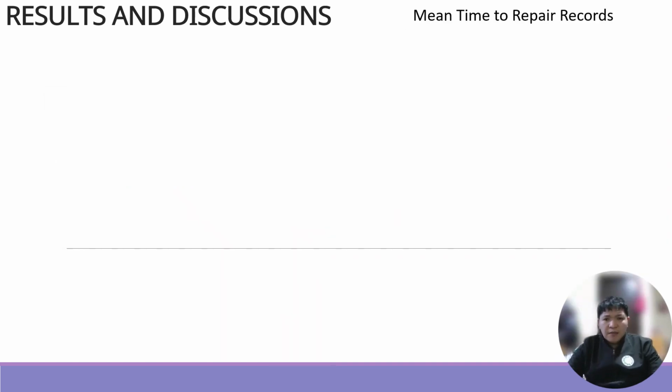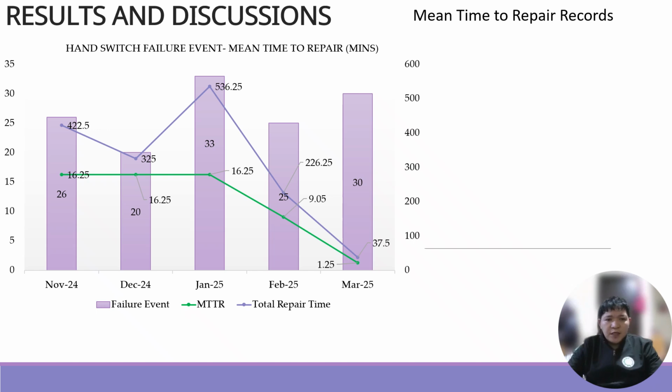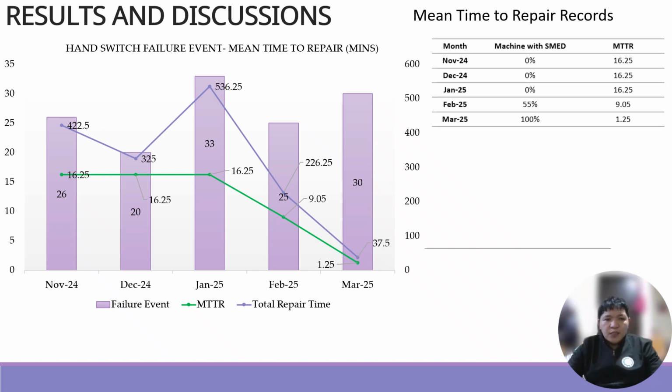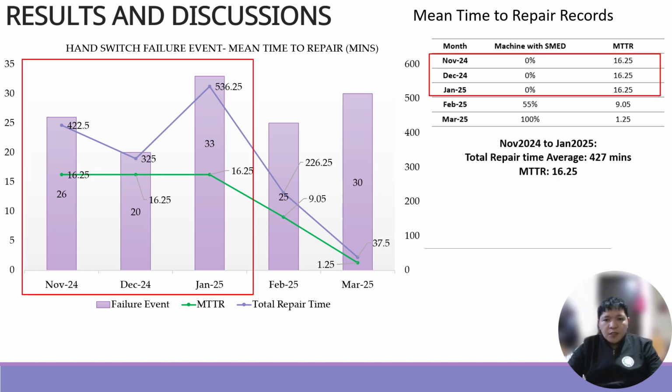Also for the mean time to repair records, as you can see here, this trend from November to March for the hand switch failure events and also the MTTR records. For the months of November going to January 2025, the total repair time is 427 minutes with MTTR at 16.25 minutes. As we can see for the failure events, it has 26 times failure event, 20 times failure event, and 33 times failure event for the month of January, from November to January respectively.